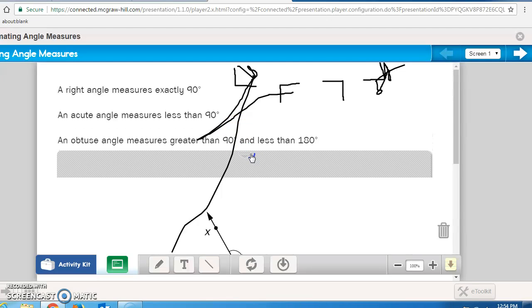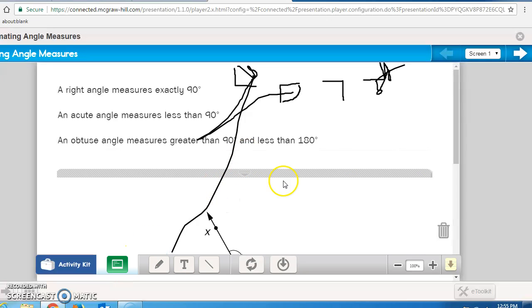An obtuse angle measures more than 90, so 91, all the way up to 179. Notice it says it needs to be less than. So an angle that measures greater than 90, but less than 180 is an obtuse angle.